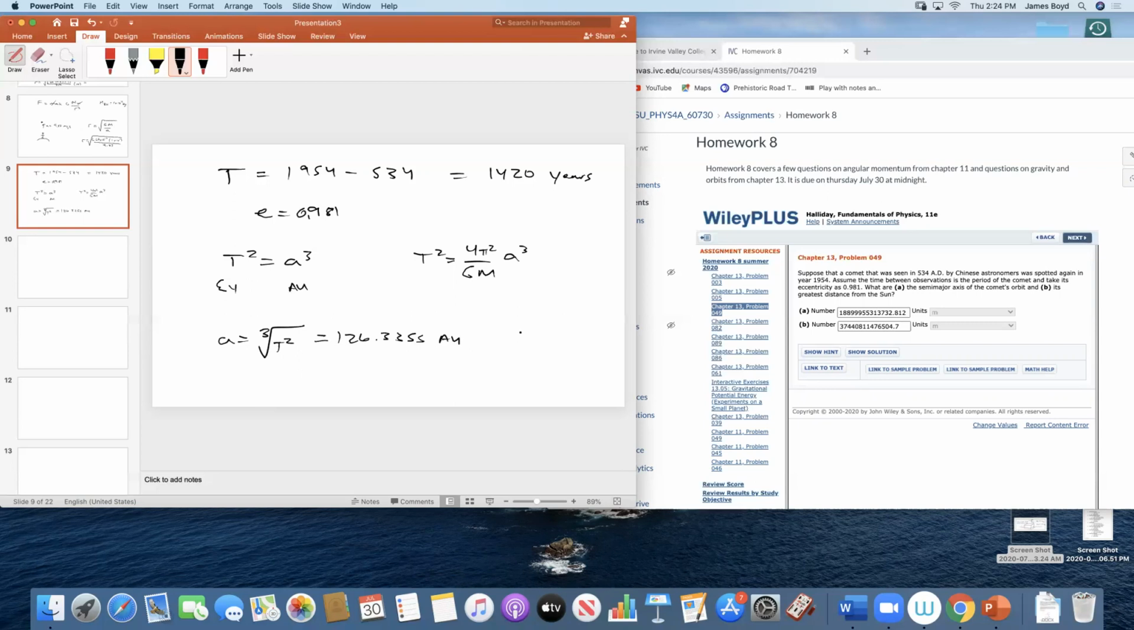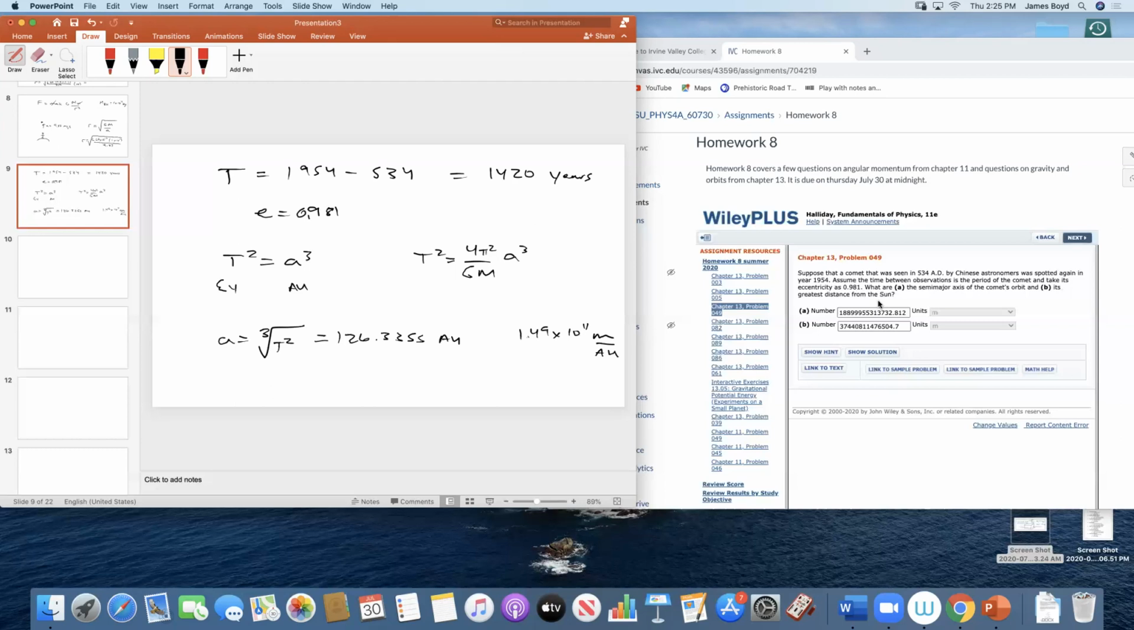AU, the conversion is 1.49 times 10 to the 11th meters per AU. So if I multiply this times 1.49, I get 1.88 times 10 to the 13th. Let's see what they get. Yep, I get 1.882. They get 1.889 times 10 to the 13th.